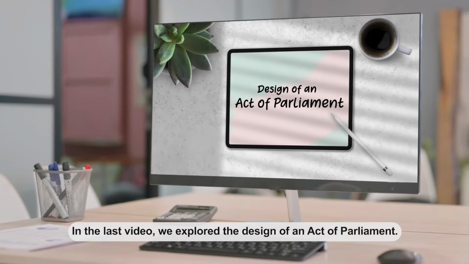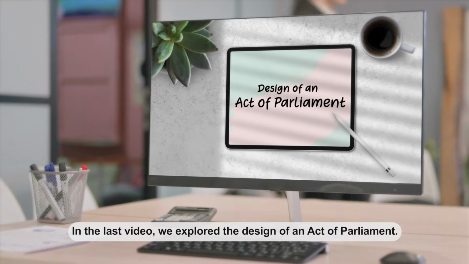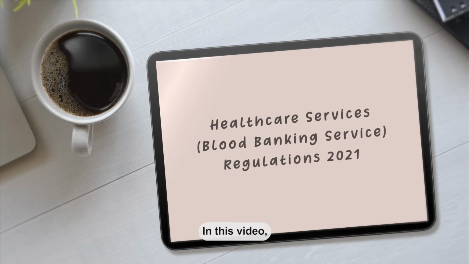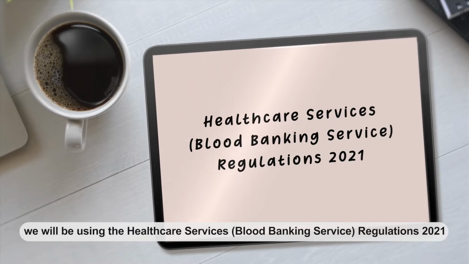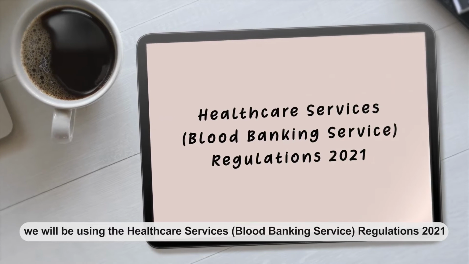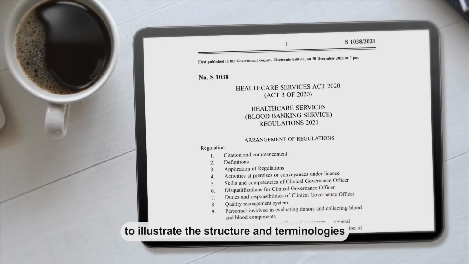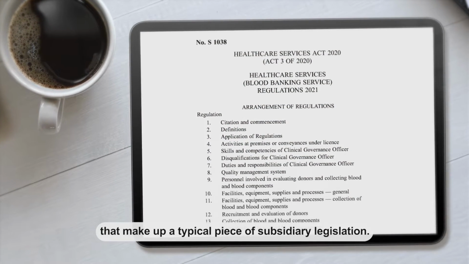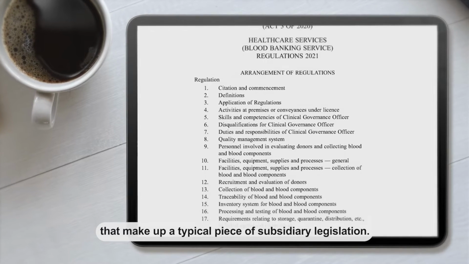In the last video, we explored the design of an Act of Parliament. In this video, we will be using the Healthcare Services Blood Banking Service Regulations 2021 to illustrate the structure and terminologies that make up a typical piece of subsidiary legislation.